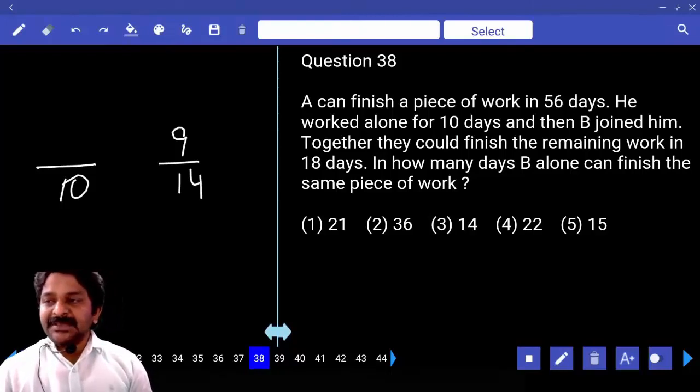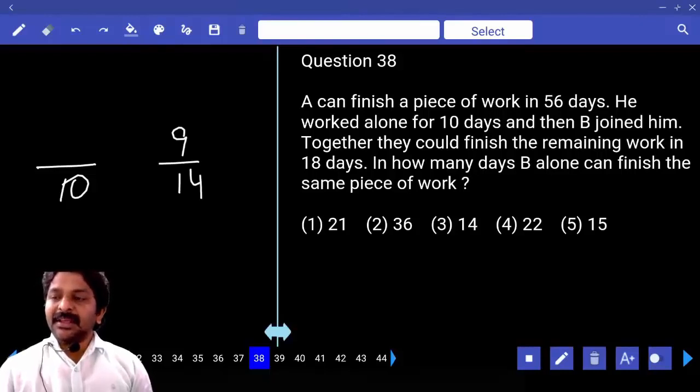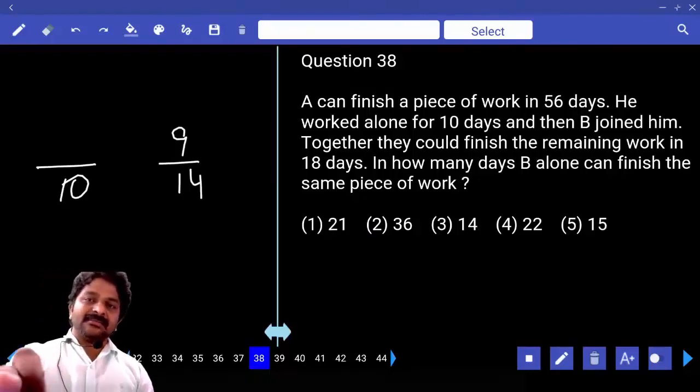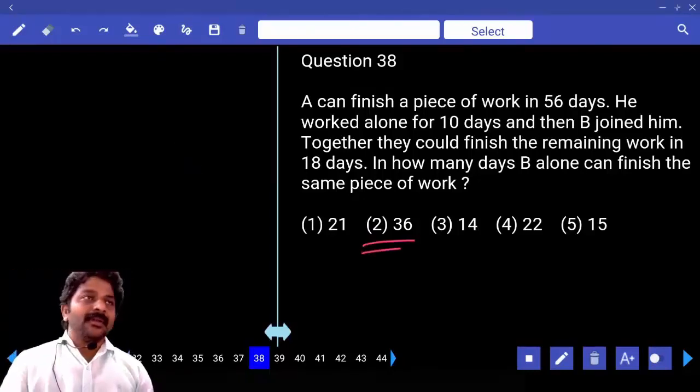A can finish a piece of work in 56 days. He worked alone for 10 days and then B joined. Together they could finish the remaining work in 18 days. In how many days can B alone finish the same piece of work? 28, half; 10, full 20. B alone can finish 18, 36. 36 days, final answer.